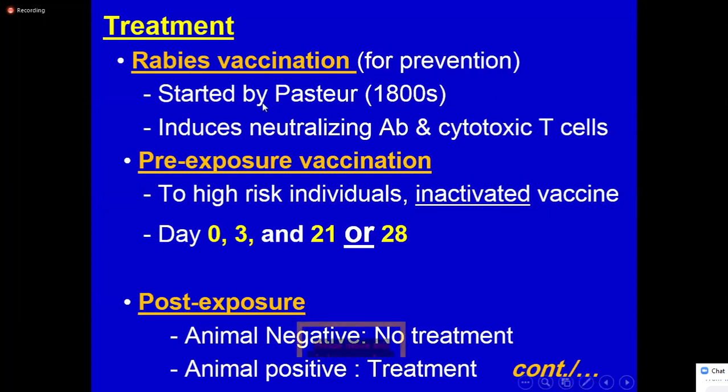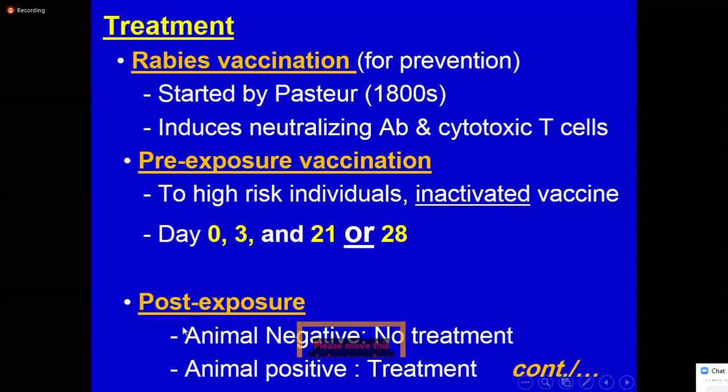It can induce neutralizing antibody and cytotoxic T cells, CD8 positive, as I mentioned, very important in viral infection. The pre-exposure vaccine is given to high-risk individuals. Usually they are given inactivated vaccine, killed vaccine. They take 3 doses: day 0, day 3, day 21 or day 28. That is, either 3 weeks or 4 weeks, which is why you now hear about 3 weeks or 4 weeks after the COVID vaccine.